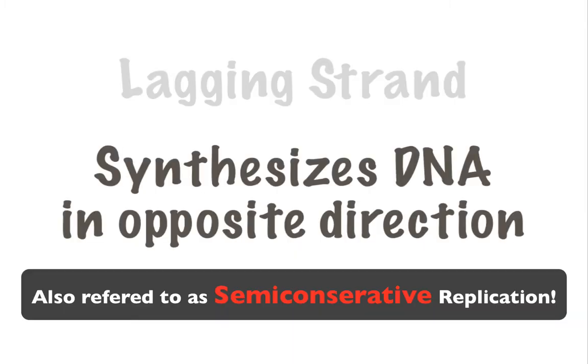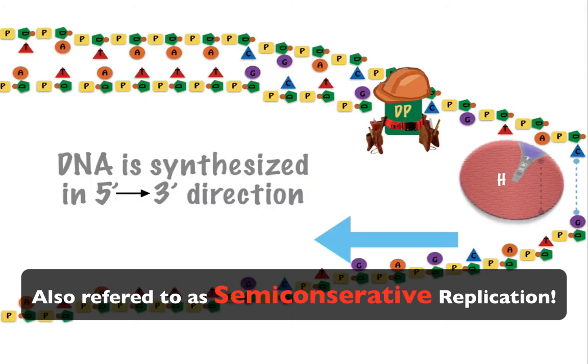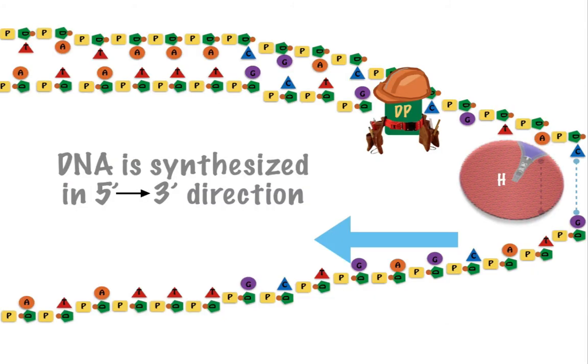Alright, now let's take a look at our lagging strand. Our lagging strand synthesizes DNA in the opposite direction. Okay, so on the parent strand we went from left to right towards the replication fork. Well, in our lagging strand we will synthesize DNA away from our replication fork, right?